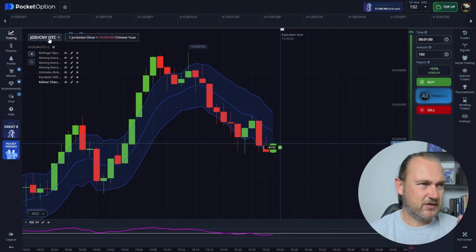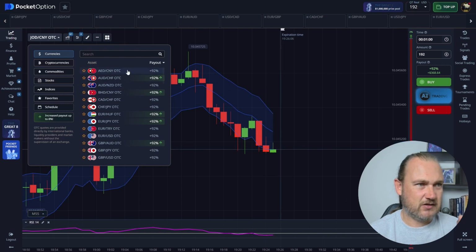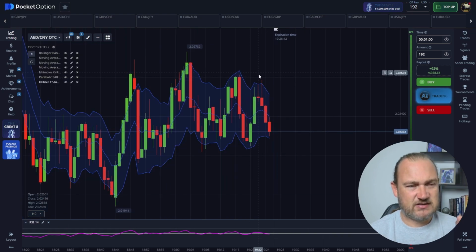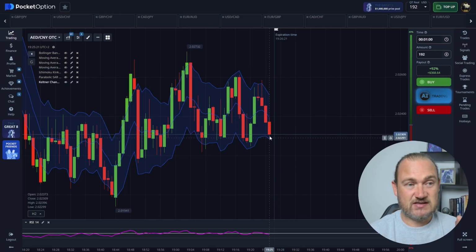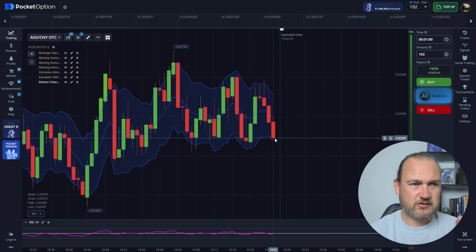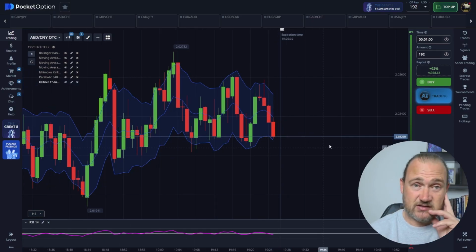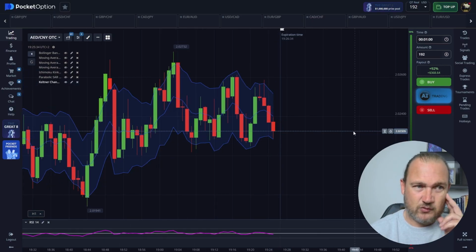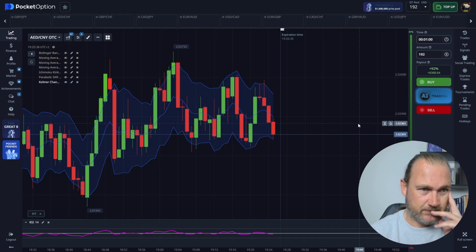Let's see if we can pick up something else and get a proper entry. We had price in the upper band of the Keltner channel. It's coming back all the way down. RSI is making a bearish crossover, but now we need to wait for a candle that closes below the Keltner bottom line. It's probably not going to be this candle, although it could be. We cannot predict what's going to happen.